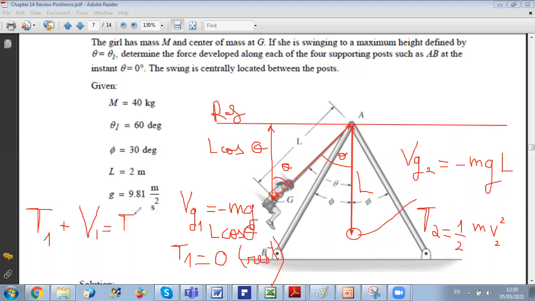In this equation, what will be the only unknown? If you replace all your parameters, the only unknown is V2, since you know theta, L, and mg. Therefore, you can get V2 from this equation. And once we find V2, as we said, we replace it into Newton's law to get the tension. Any question on this?